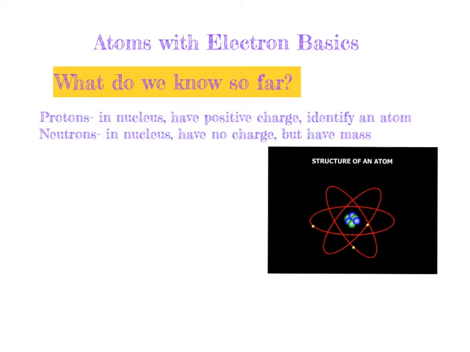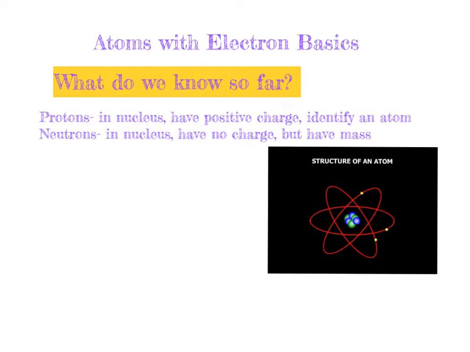We know that protons and neutrons are both found in the nucleus. We know that protons have a positive charge and that the number of protons identifies an atom. So if we know that we have 3 protons in an atom, that is specifically always going to be lithium, or if we have 1, that will always be hydrogen.